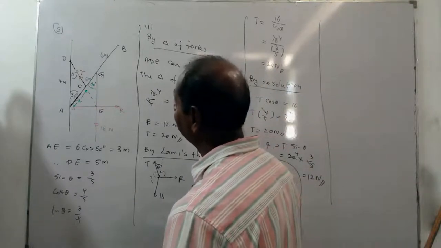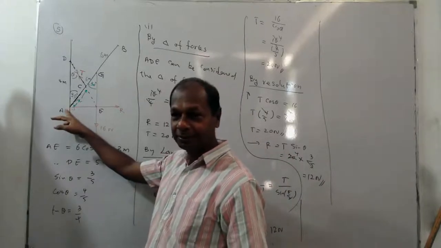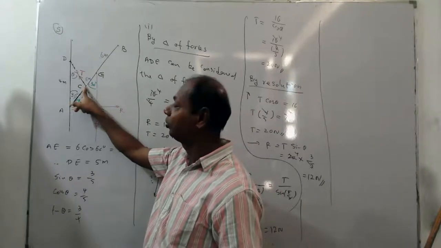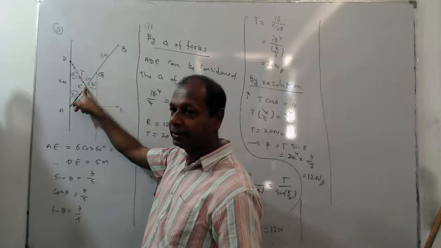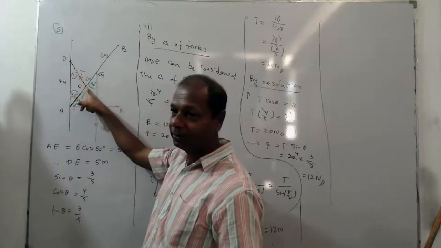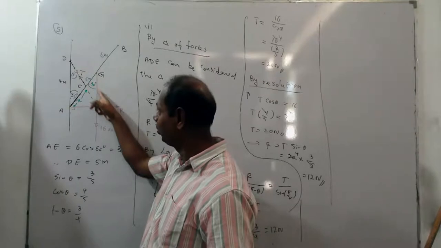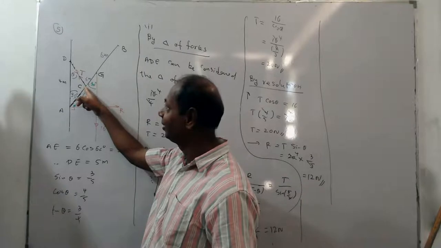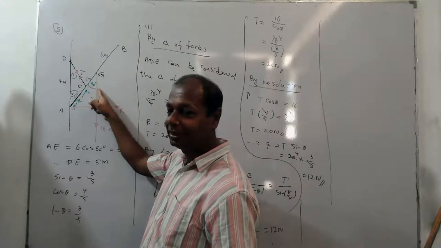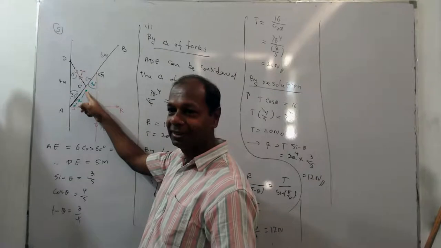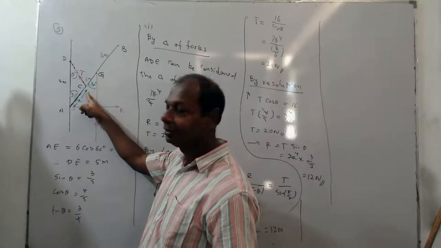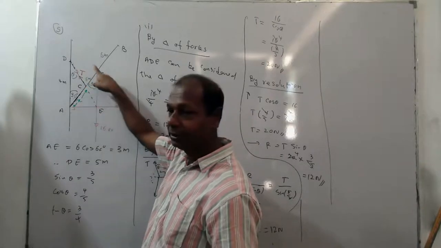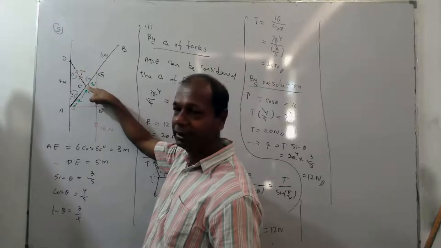Anyway, it will not work. Then we will take moments about C. This time T will not be involved. You won't find the moment of 16 about C. This is the distance from A. CG is 6 from A to T. That will be 6 minus X.